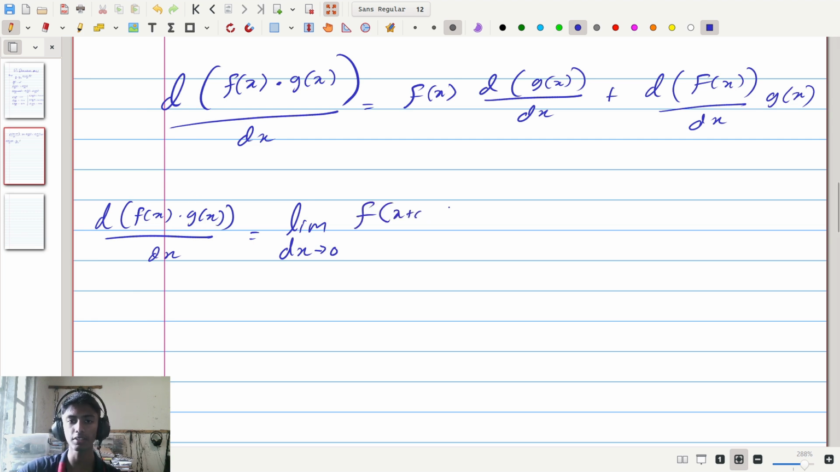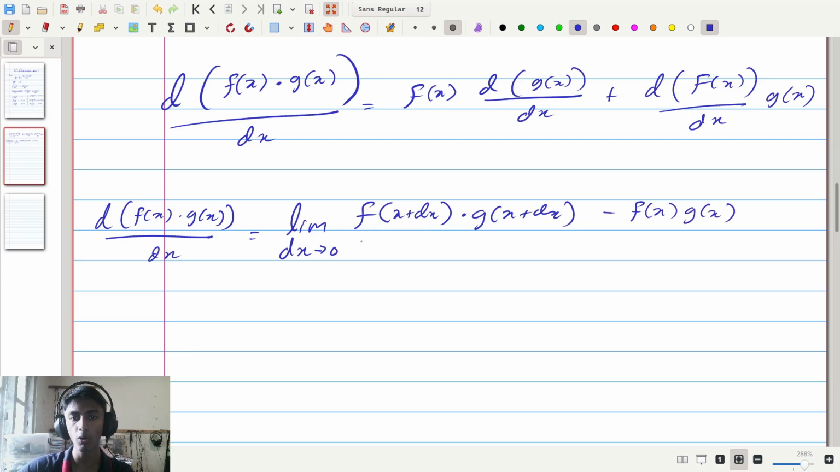f of x plus dx times g of x plus dx, and then minus the function evaluated at x. So here f of x times g of x would have to be subtracted here. So minus f of x times g of x. And then all of this needs to then be divided by dx. This is the first principle definition of the derivative of the left hand side.